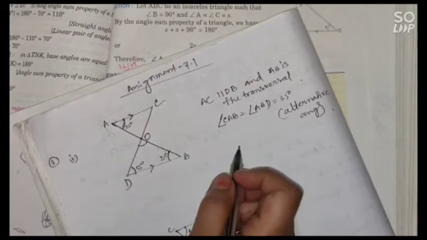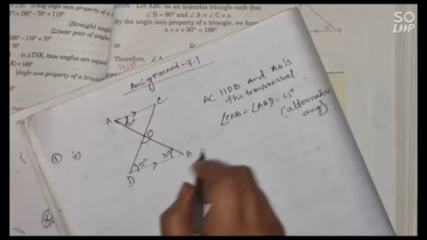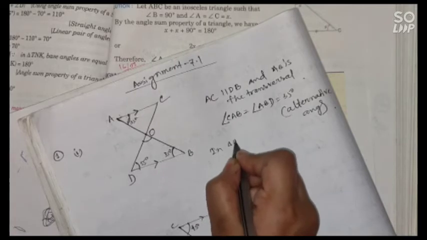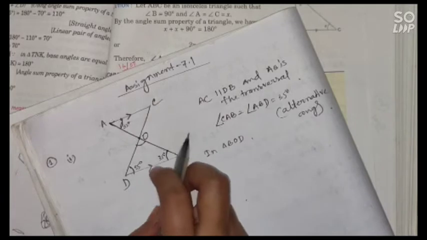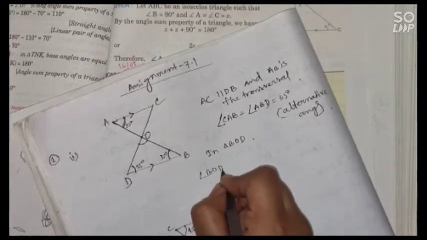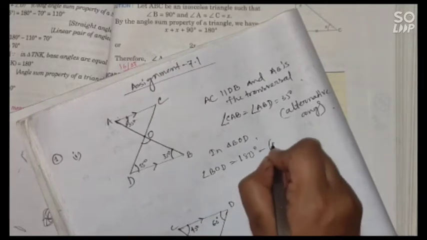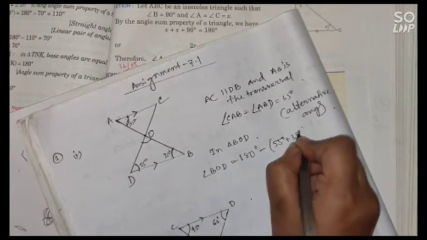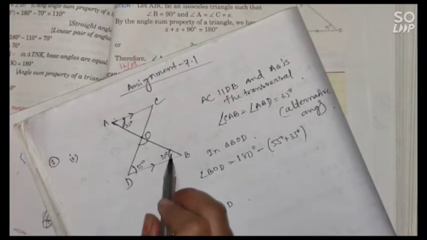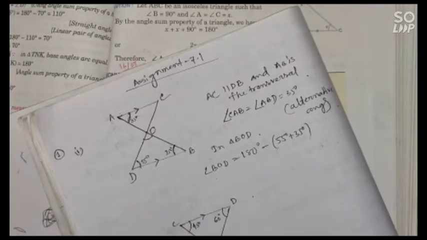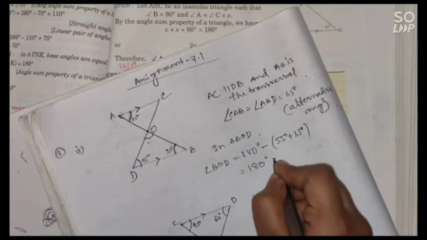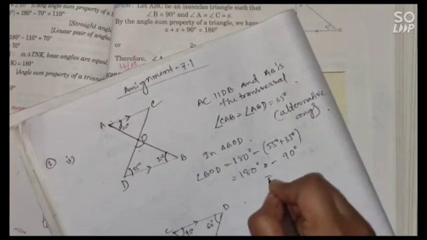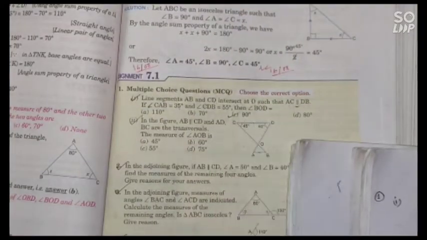So how can you find the angle BOD? In triangle BOD, the sum of the three angles of this triangle is 180 degrees. So angle BOD equals 180 minus (55 plus 35), because if you subtract the sum of these two angles from 180 degrees, you get this value. So the value will be 90 degrees. This will be the answer.